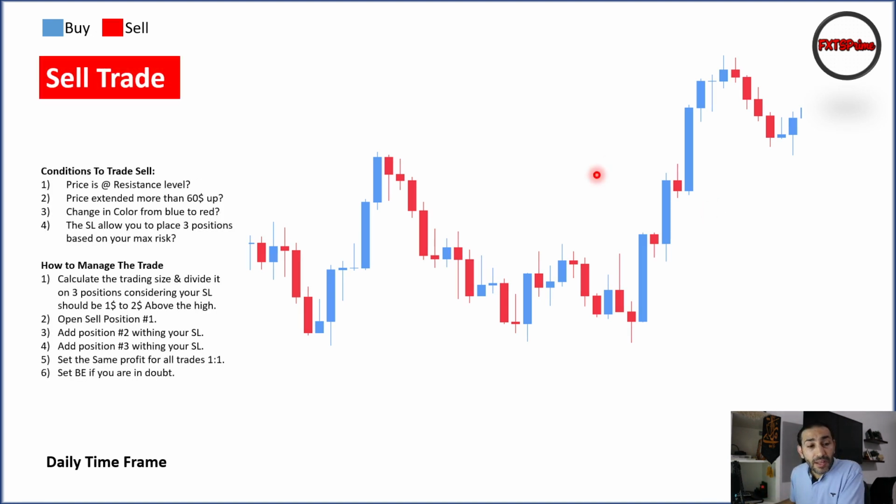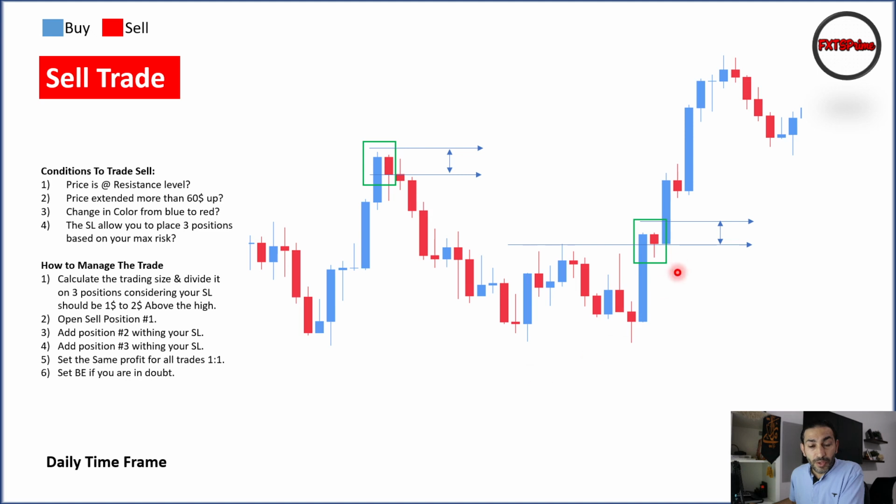And we will apply the same conditions, the ones which we have read in the previous slide. So let's look into this. Price moved more than $60, yes. Color change, yes. At resistance, yes. Within my stop loss, yes. So I'm going to place my entry here, my stop loss here, and I'm going to add positions from the second candle as it's going down. By the way, this is still the daily time frame.